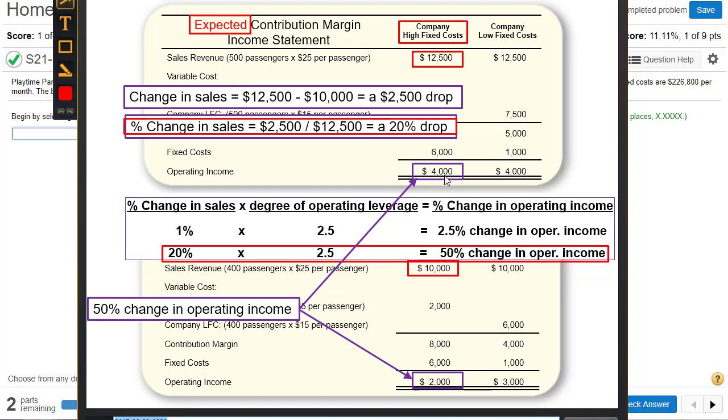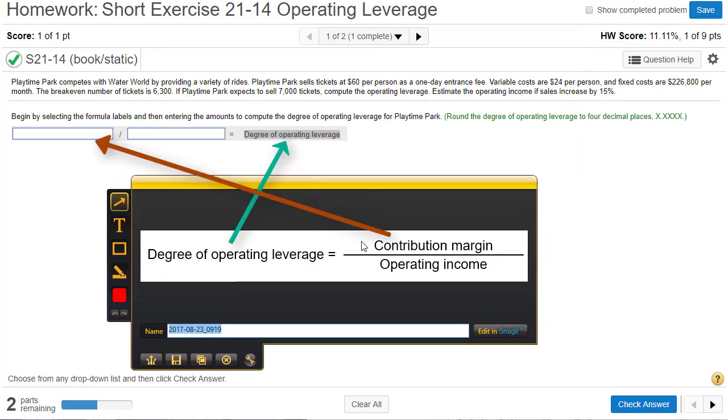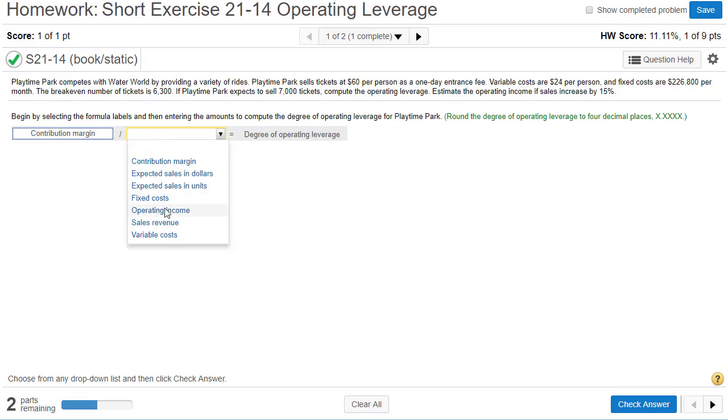So in this problem, we're trying to figure out if this company's sales increase by 15%, how will that affect their operating income? And so the first thing we need to do is calculate the degree of operating leverage. And our formula from our slides, remember, is contribution margin divided by operating income.